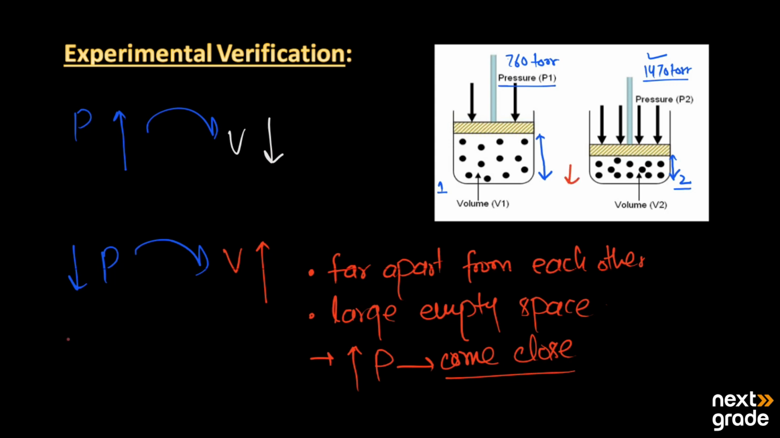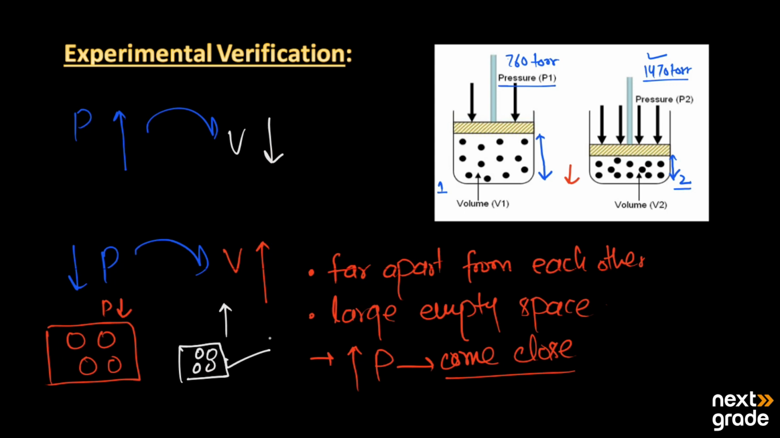For example, here are the gas molecules in the cylinder, and here the pressure is less. On the other hand, when I increase the pressure on it, the molecules come close to each other, and in turn their volume decreases. So this is the simple experimental verification of Boyle's law.